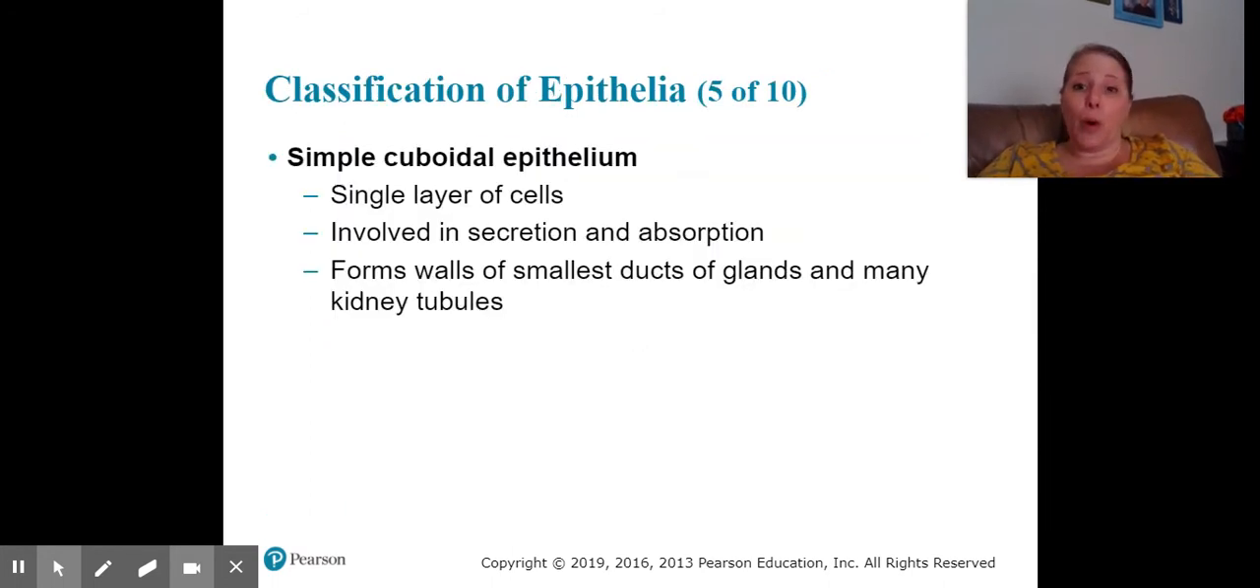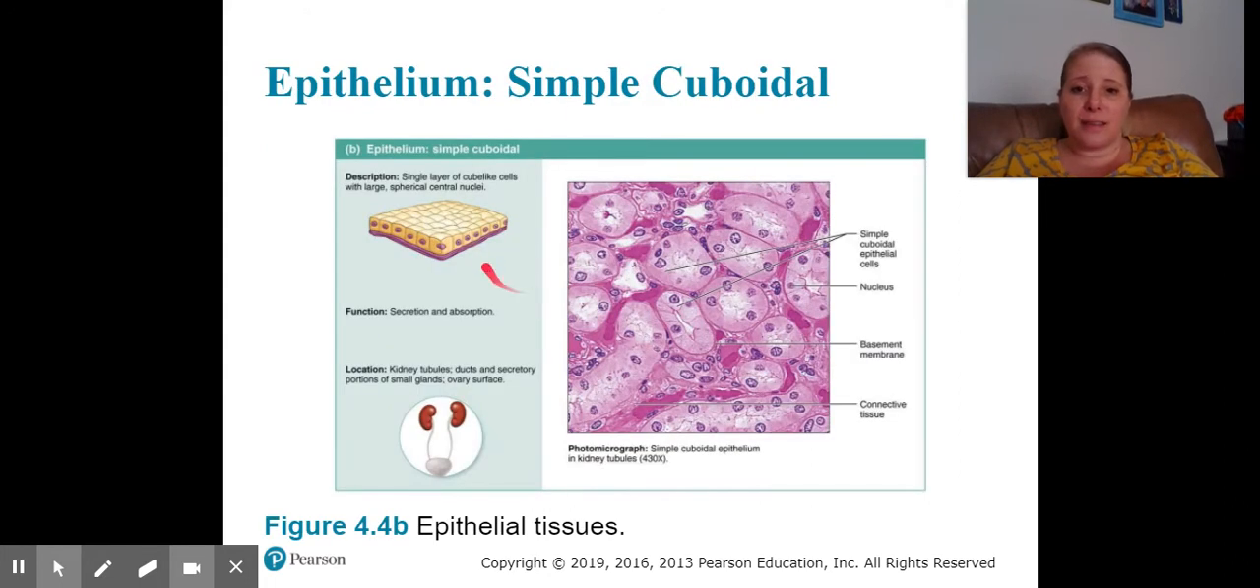Now, simple cuboidal cells are a single layer of cube-shaped cells, and it's cube-esque. They're not perfectly shaped. Nothing in the body is perfect. Their job is for secretion and absorption. So they form the walls of small ducts and glands, and especially also tubules in your kidneys. So this is their shape. It's a single layer of cube shapes, and they're usually going to be in a ring, in a circle. So this is that. And again, nothing in the body is perfect.